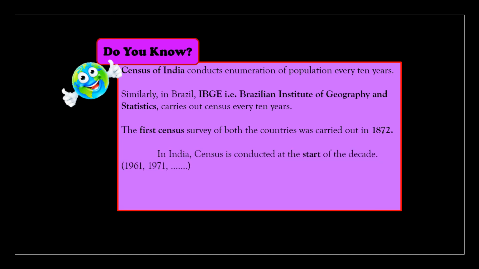In India, the census is conducted at the start of the decade, that is 1961, 1971, 1981, 1991, so on and so forth. In Brazil, the census is conducted at the end of the decade, that is 1960, 1970, 1980, so on and so forth.